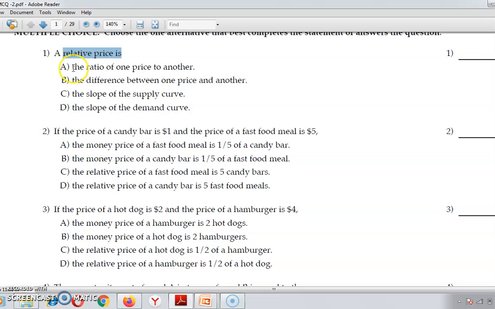A relative price is the ratio of one price to another, the difference between one price and another, the slope of the supply curve, the slope of the demand curve. यसको आन्सर छ A, the ratio of one price to another.